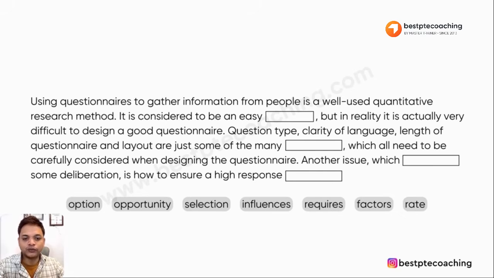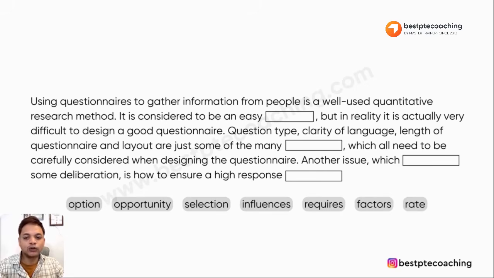Another issue, which blank some deliberation. Look at this sentence. Which blank some deliberation. In this small sentence, verb is missing, right? And it is going in the simple present. Therefore, V1 plus S will come. Which needs or which requires some deliberation. Deliberation means some attention, right? In this occasion, what is it? Which requires is the correct answer.